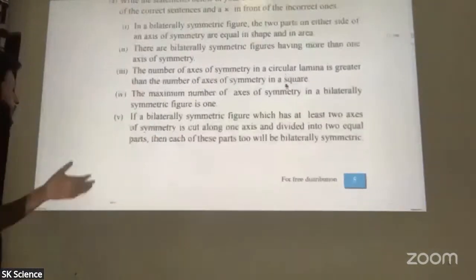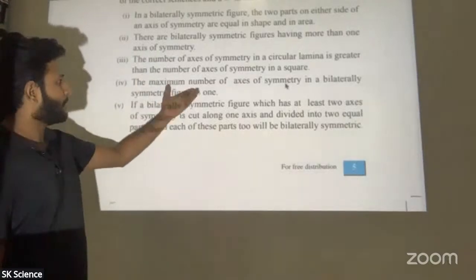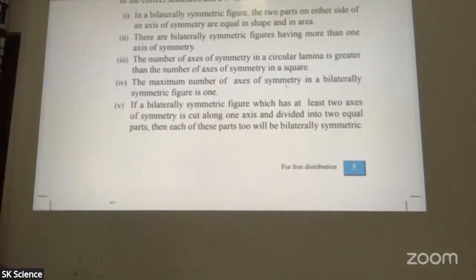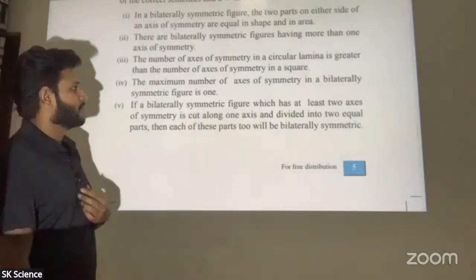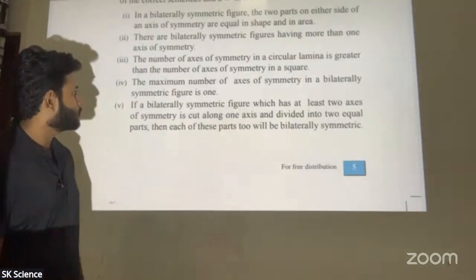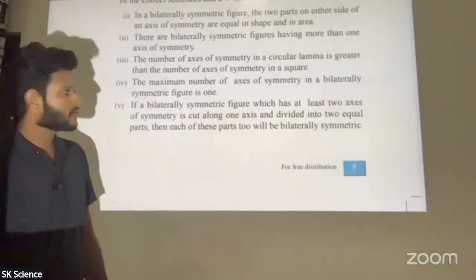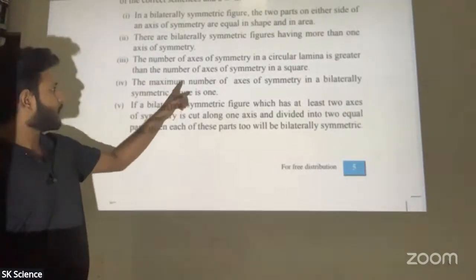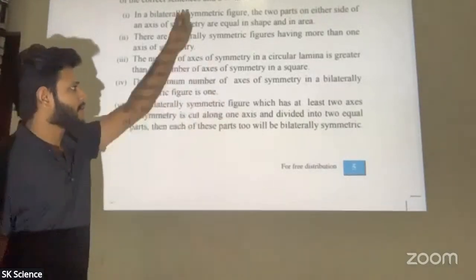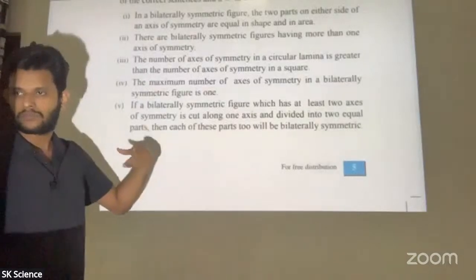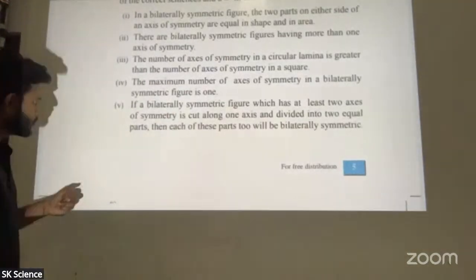Then: the maximum number of axes of symmetry in a bilaterally symmetric figure is 1. The maximum is 1. Is it correct? The maximum number of axes of symmetry in a bilaterally symmetric figure is 1. No, there are many. Right?